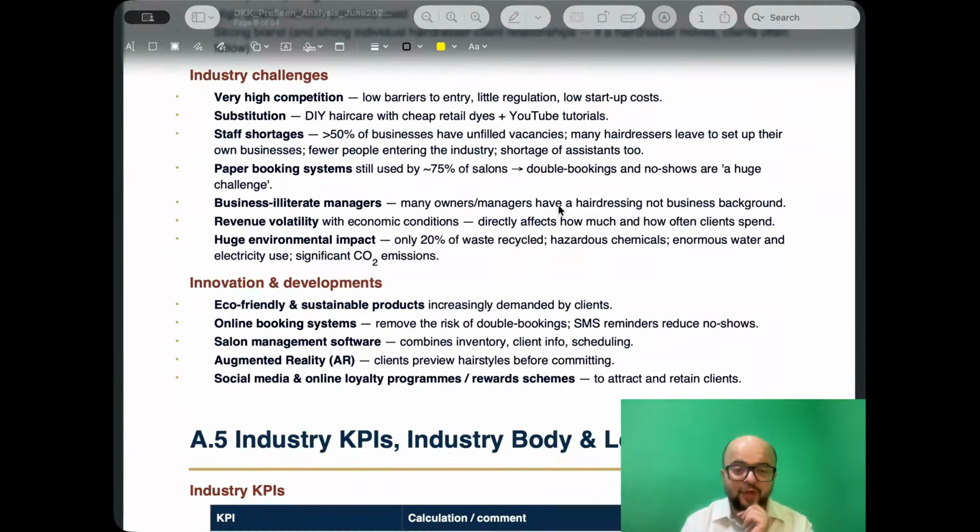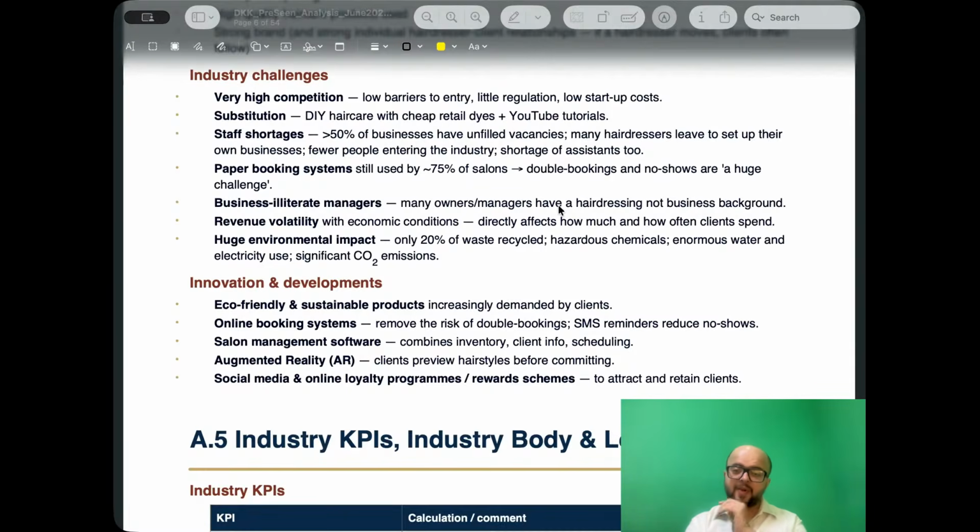Then revenue volatility: economic conditions directly affect how much and how often clients spend. If that kind of situation comes, I certainly won't be giving them business, right? Also, depending upon the overall economic condition or the amount of disposable income in your pocket, that might have an impact on how many hair cutting appointments you book, right?